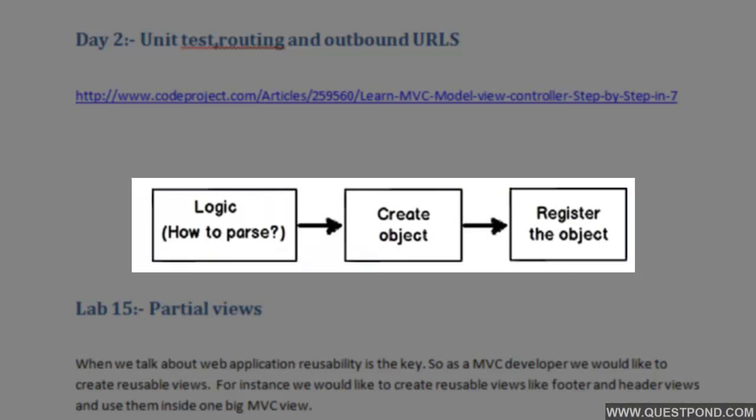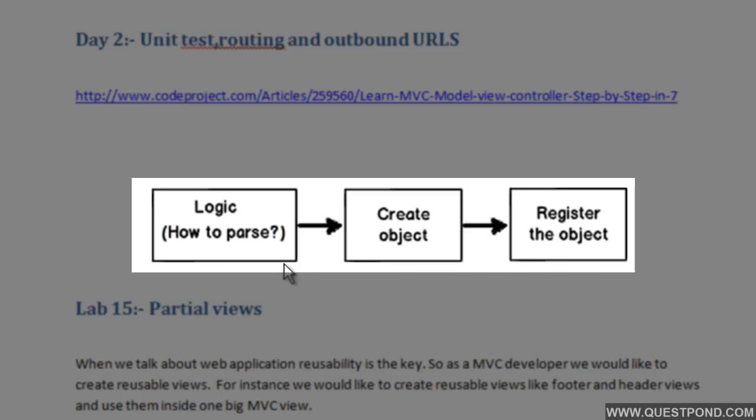Now, before we start writing logic for our view engine, let's first define the overall steps needed to create a view engine and to register that view engine in the MVC view collection. The first thing we need is a class file which will have the logic of how to parse the view engine. As we said previously, in our view engine we are going to have a simple tag where we'll write date and time, and it will display the date and time. So the first step is to create a class file which will have the logic to parse this date and time tag.